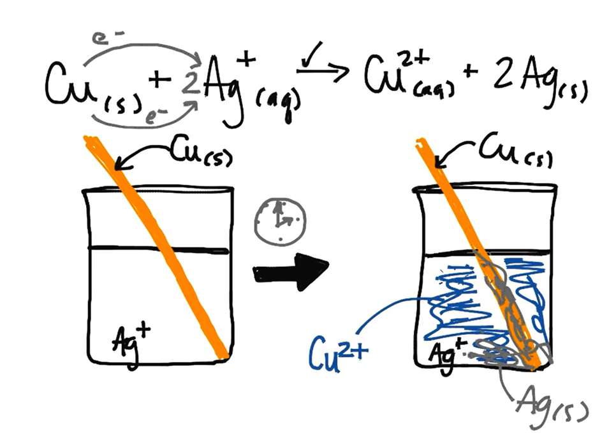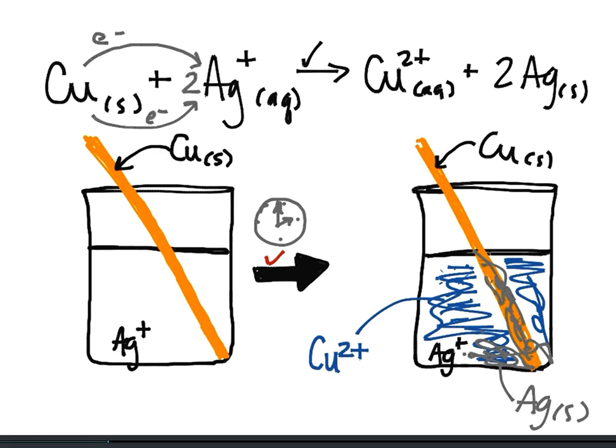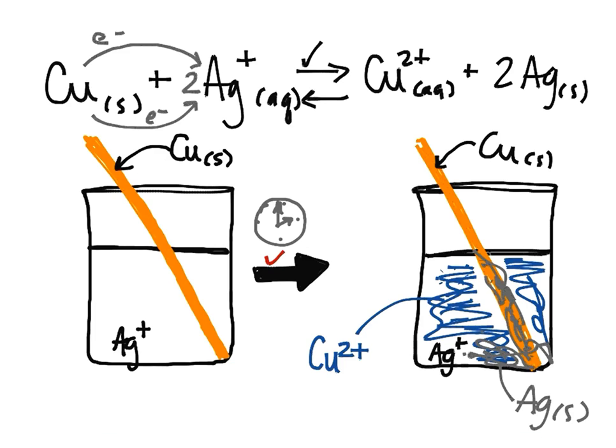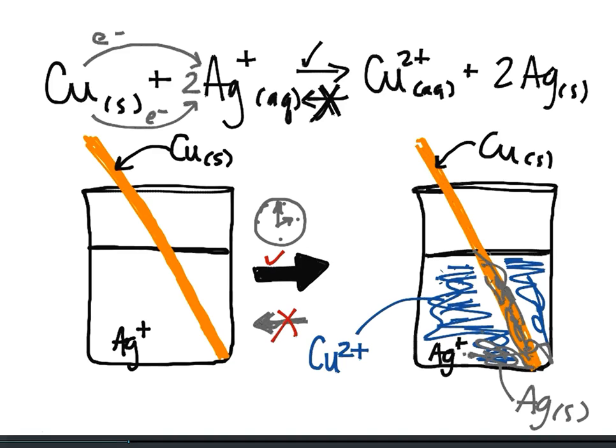So what we can determine from this is that copper as a metal, this reaction occurs. This reaction occurs in the forward direction, which means the reverse reaction is not spontaneous. It will not occur spontaneously, which means we'd have to put energy in. So we're looking at only spontaneous reactions.